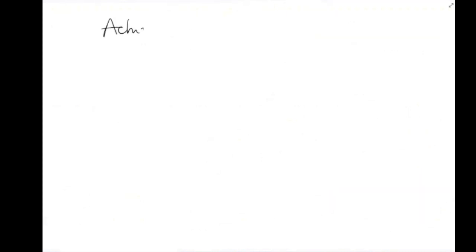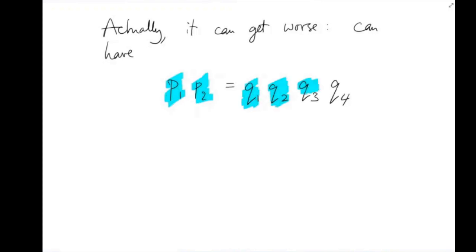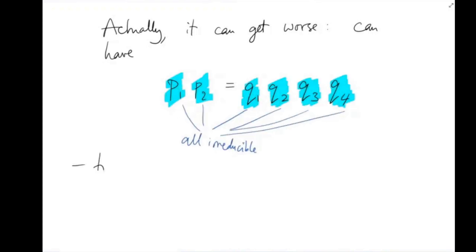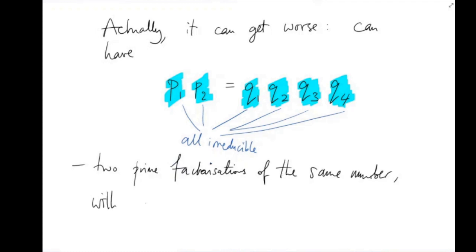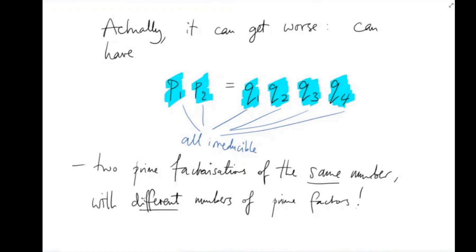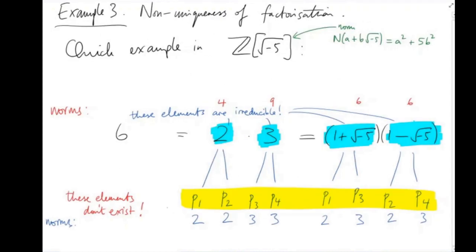By the way, it can get even worse than this. There are rings in which you can have factorizations of the same element into different numbers of irreducible elements. Now, in an ideal world, these P1 to P4 would exist, even if as something other than numbers, and we could reclaim our unique factorization that way. But that's a story for next time.